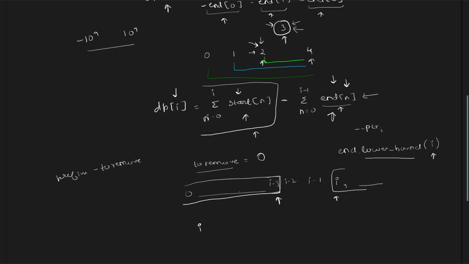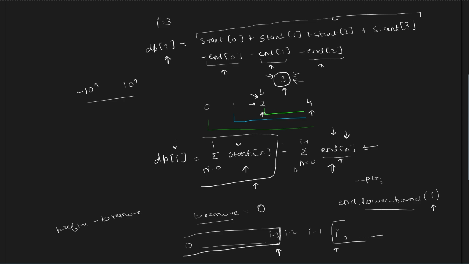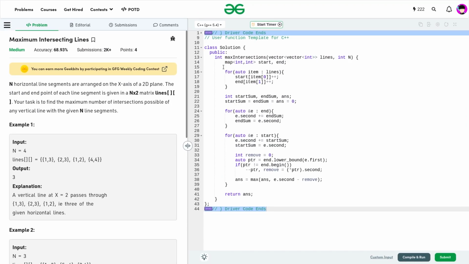And I can just update my best answer. So let me just show you the code for this problem now. So here's a map with a start and end. Now I just traverse the input vector lines and I increment the frequency of all the items, right? So there is a line starting at item 0, so I'm incrementing it, and there is a line ending at item 1, so I'm incrementing it.